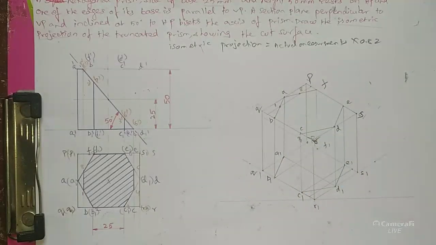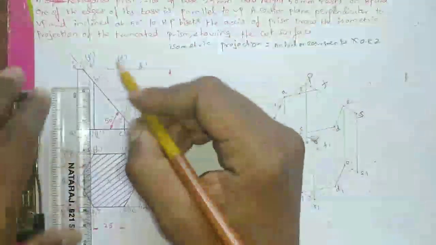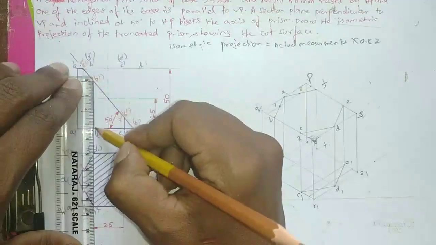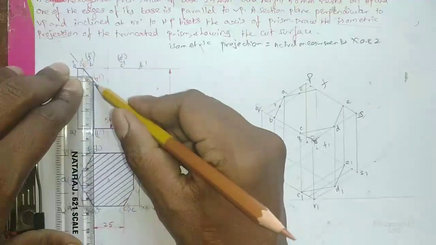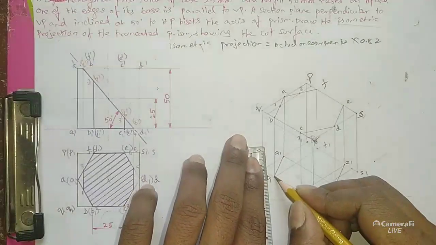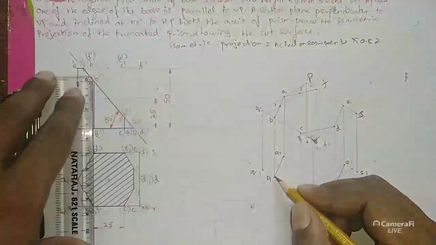And now similarly, we have to mark points 2 and 7. So 2 lies exactly at a measurement from the base, for example 3.2 mm from the base. So here from point B1 take 2 point.